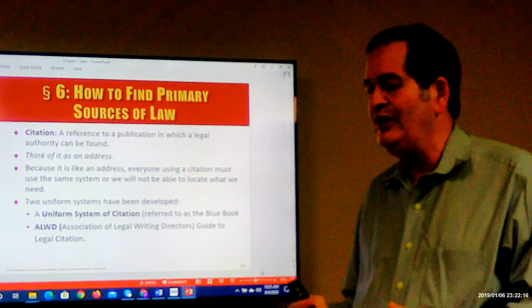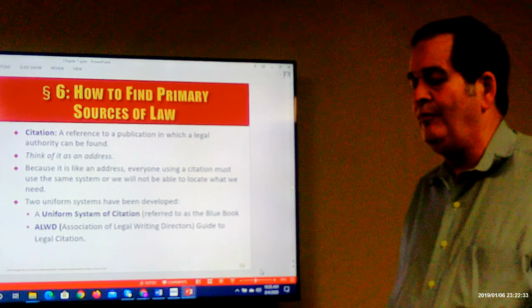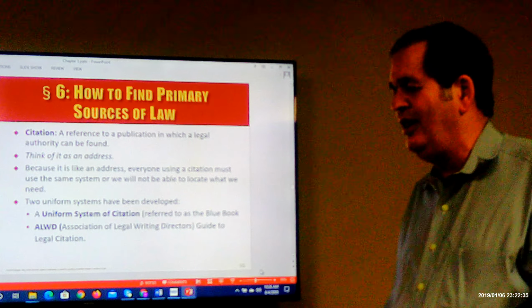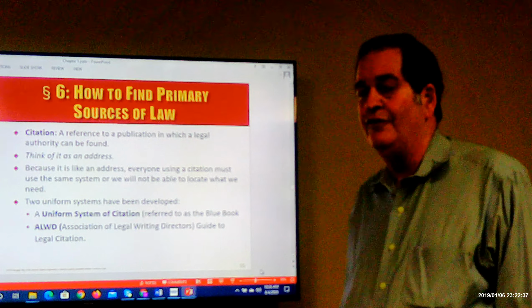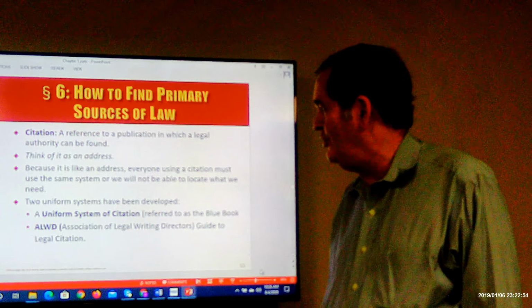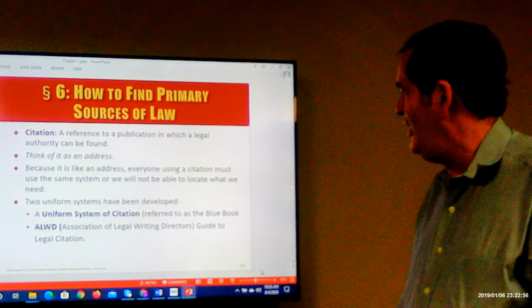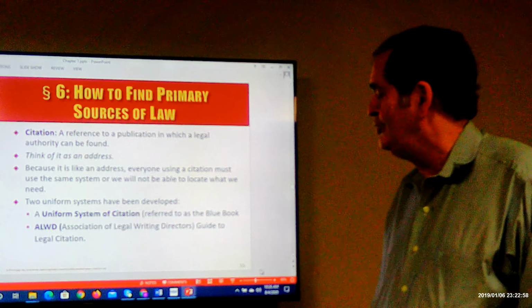So two systems have developed. One is called the Uniform System of Citation, which is the oldest system, and it was developed by the editors of the law reviews of some of the Ivy League law schools. It is often called the Blue Book because its cover is blue, and it's sometimes referred to, for some reason, as the Harvard Blue Book. The next one is called ALWD, the acronym for Association of Legal Writing Directors, Guide to Legal Citation.